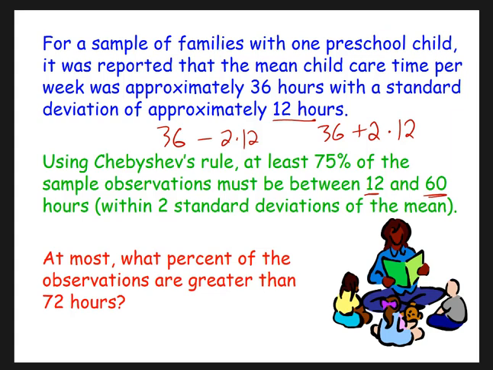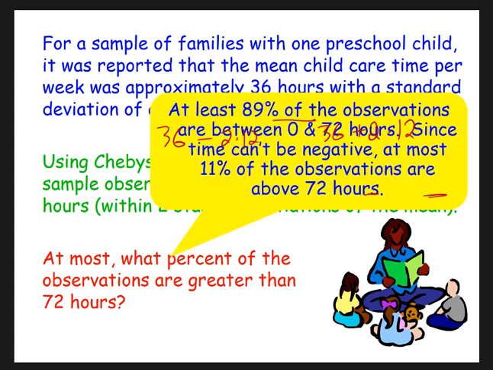At most, what percent of the observations would be greater than 72? Well, at least 89% would be between 0 and 72. Where does that come from? Well, 72 is 3 standard deviations away from the mean. 36 plus 3 times 12 is 72. So it's 3 standard deviations above.